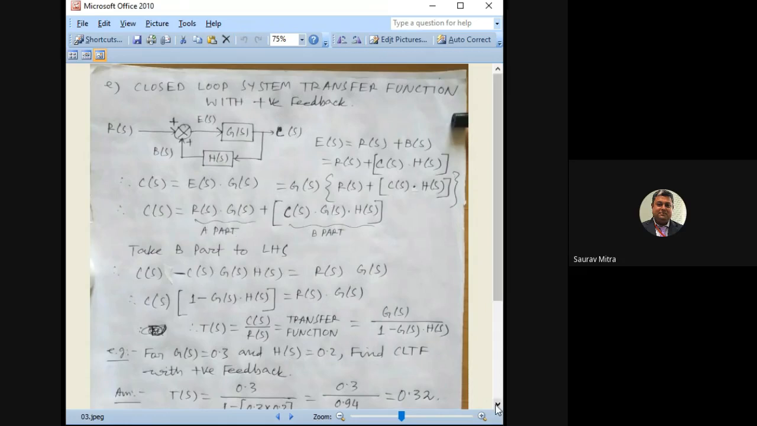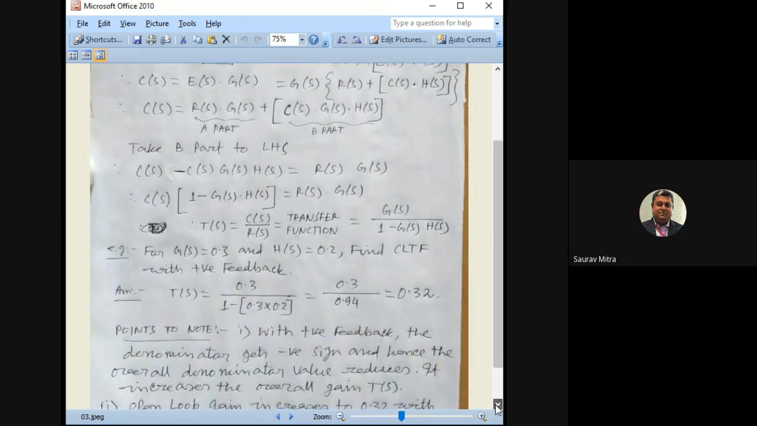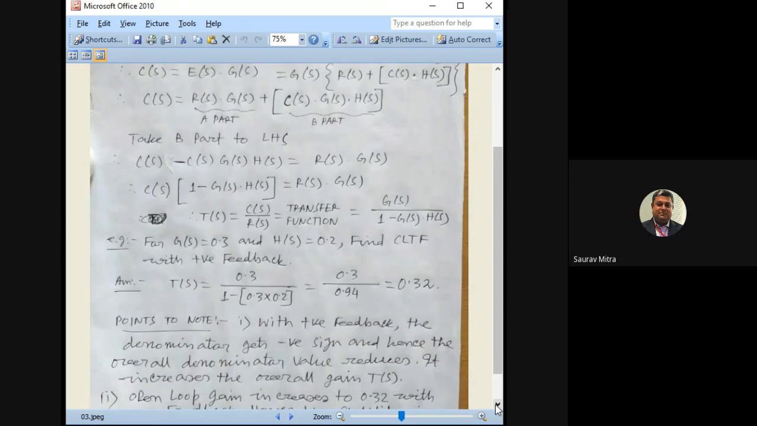You are finding two parts in the output. CS is equal to RSGS. RS is nothing but the command input, GS is the forward path gain, plus CS into GS into HS. So CS is the output, GS is the forward path gain, HS is the feedback gain. Now this part has to be taken to the left hand side. So minus CS GS HS is equal to RS into GS.